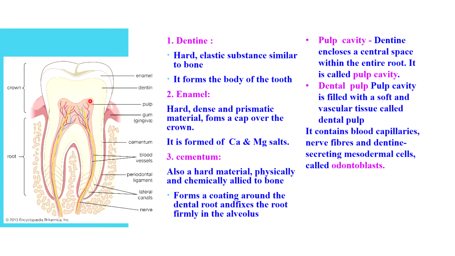Then the dentine encloses a cavity called the pulp cavity, and the pulp cavity is filled with a soft and vascular tissue called the dental pulp. This dental pulp contains blood capillaries, nerve fibers and also dentine secreting mesodermal cells, called the odontoblasts.